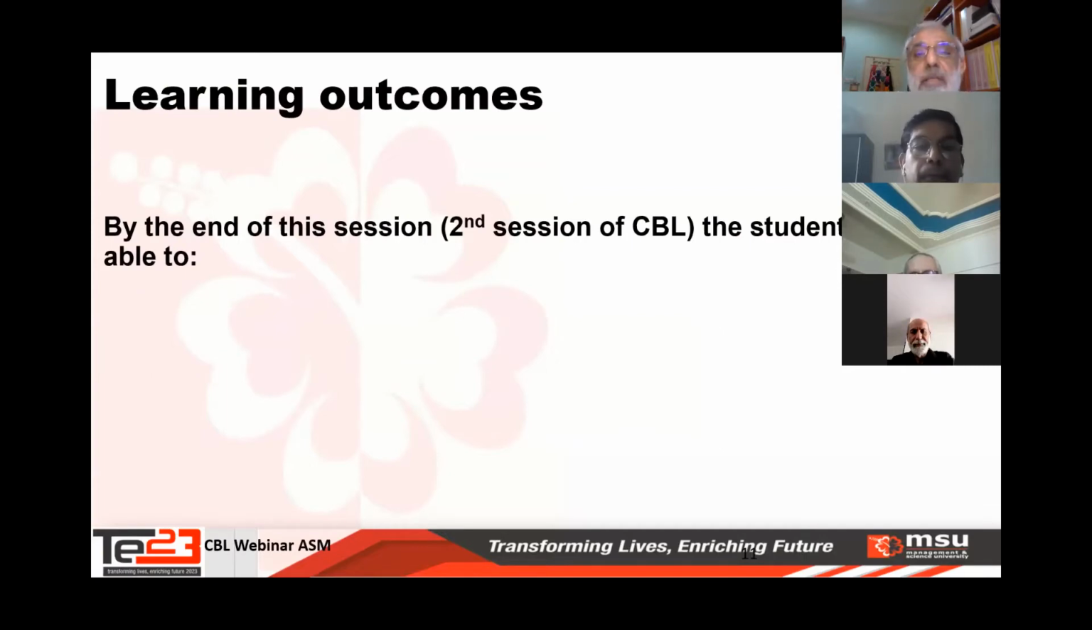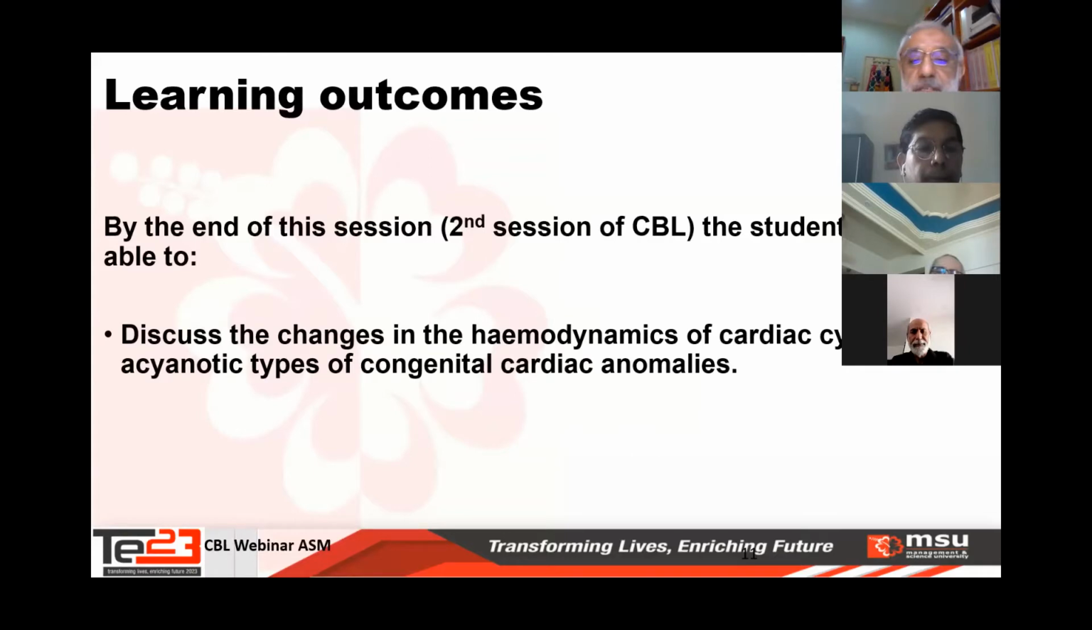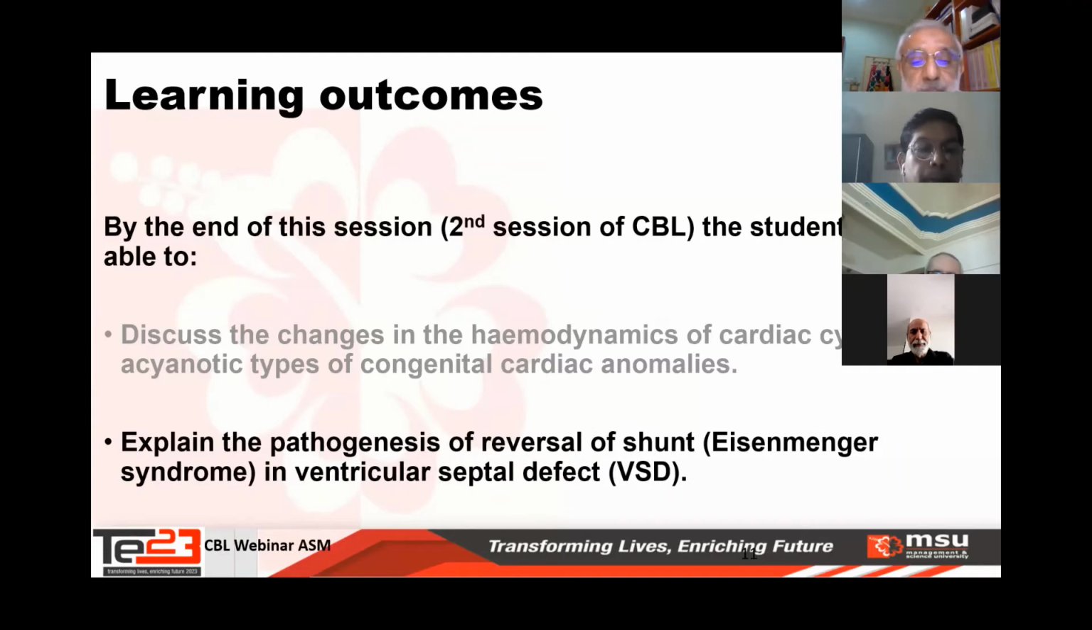Now, these are the learning outcomes for the case we are using as an example. By the end of this session, which is the second session of CBL, the students will be able to discuss the changes in the hemodynamics of cardiac cycle in acyanotic type of congenital cardiac anomalies, and explain the pathogenesis of reversal of shunt or Eisenmenger syndrome in ventricular septal defect. These are the two learning outcomes which we want to achieve. And now, how to achieve these learning outcomes?